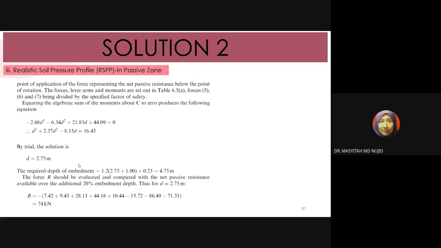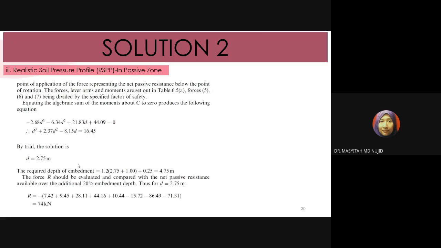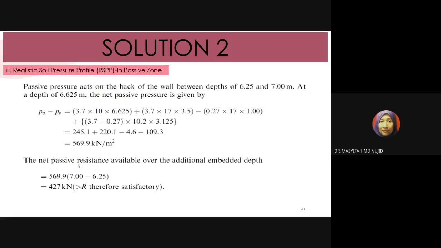And you have to check the force R evaluated and compare it with the net passive resistance with the additional 20% embedment depth. So R is 74 kN. And the passive pressure acts on the back of the wall between 6.25 and 7 meters. At the depth of 6.625, the net passive pressure is given as almost 600 kPa. So for the final one, we can see that the net passive resistance is 427 kN, which is larger than R. The force acting is only 74 kN, but the net passive resistance is 427 kN. So it is satisfactory.